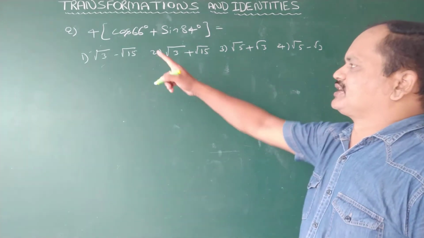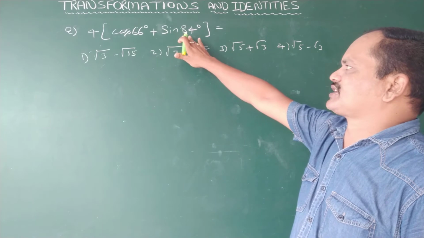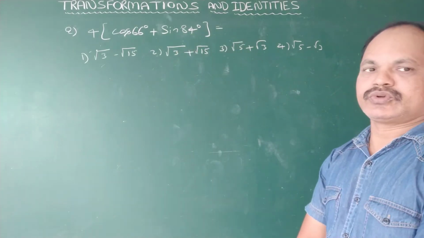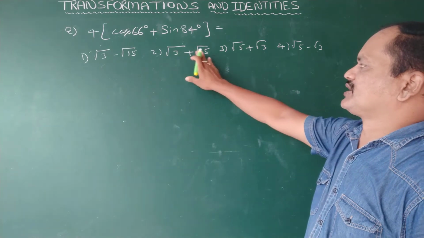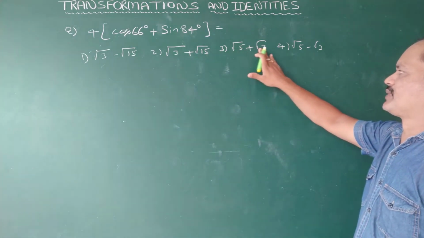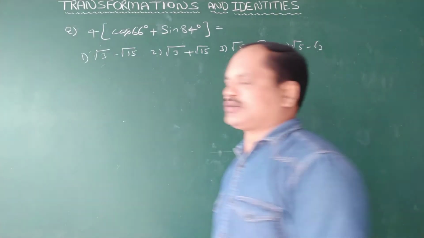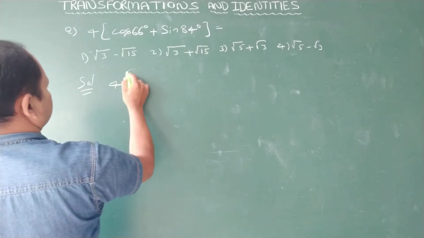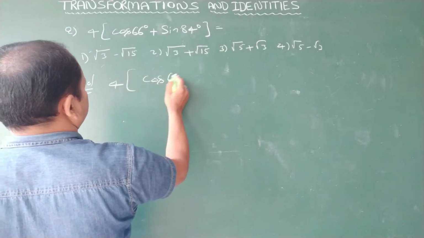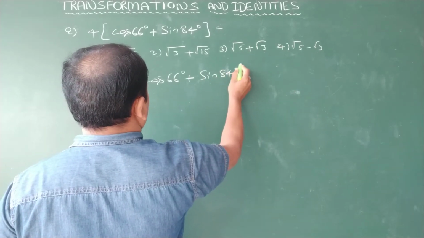Observe the question: 4 times of cos 66 degrees plus sin 84 degrees is equal to. The first option is root 3 minus root 15, the second option is root 3 plus root 15, the third option is root 5 plus root 3, and the fourth option is root 5 minus root 3. Now we have to solve this question. Solution: 4 times of cos 66 degrees plus sin 84 degrees.